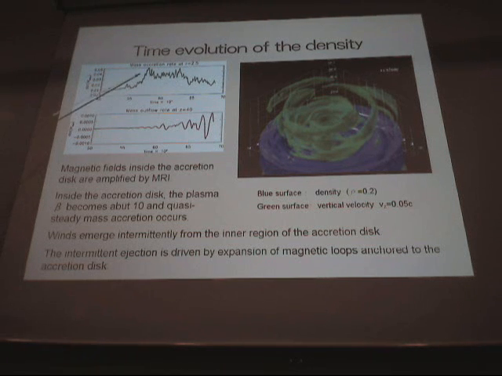This panel shows the time evolution of the mass accretion rate and mass outflow rate. Quasi-steady mass accretion occurs after the MRI develops, and intermittently outflows emerge from the accretion disk.